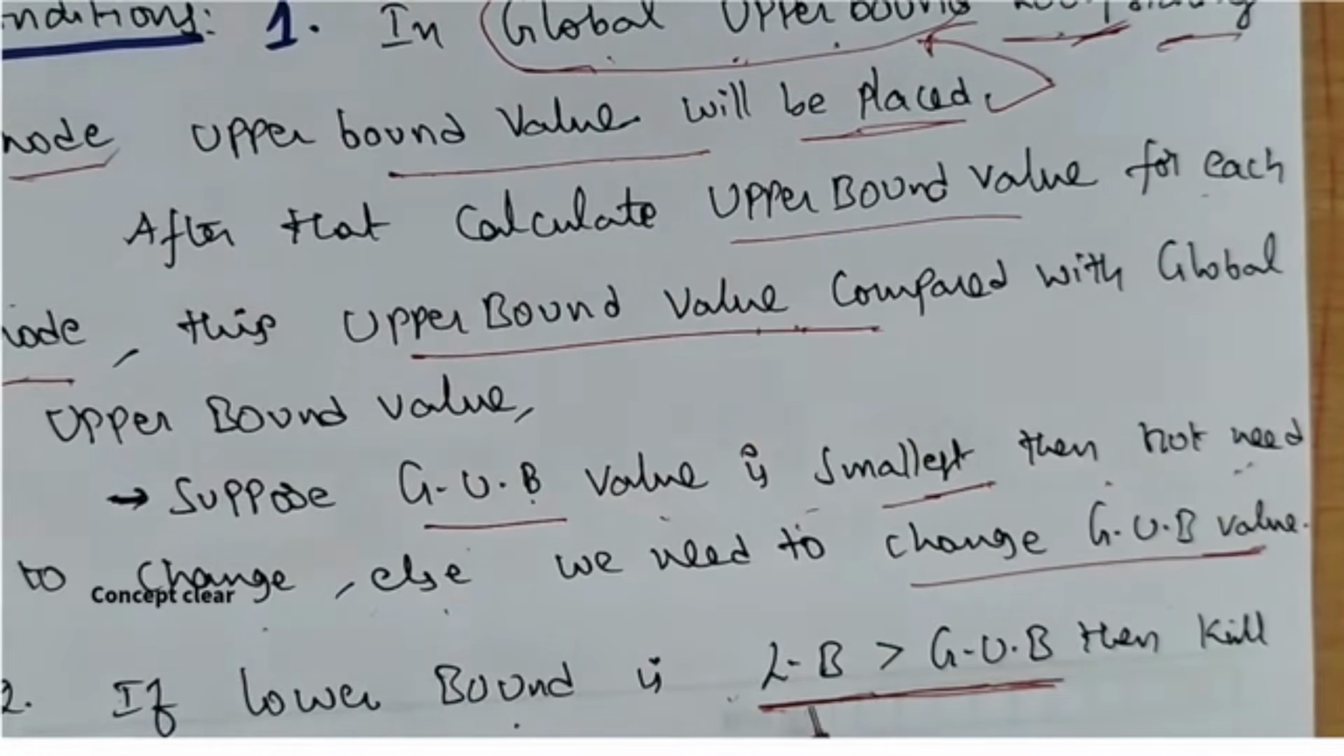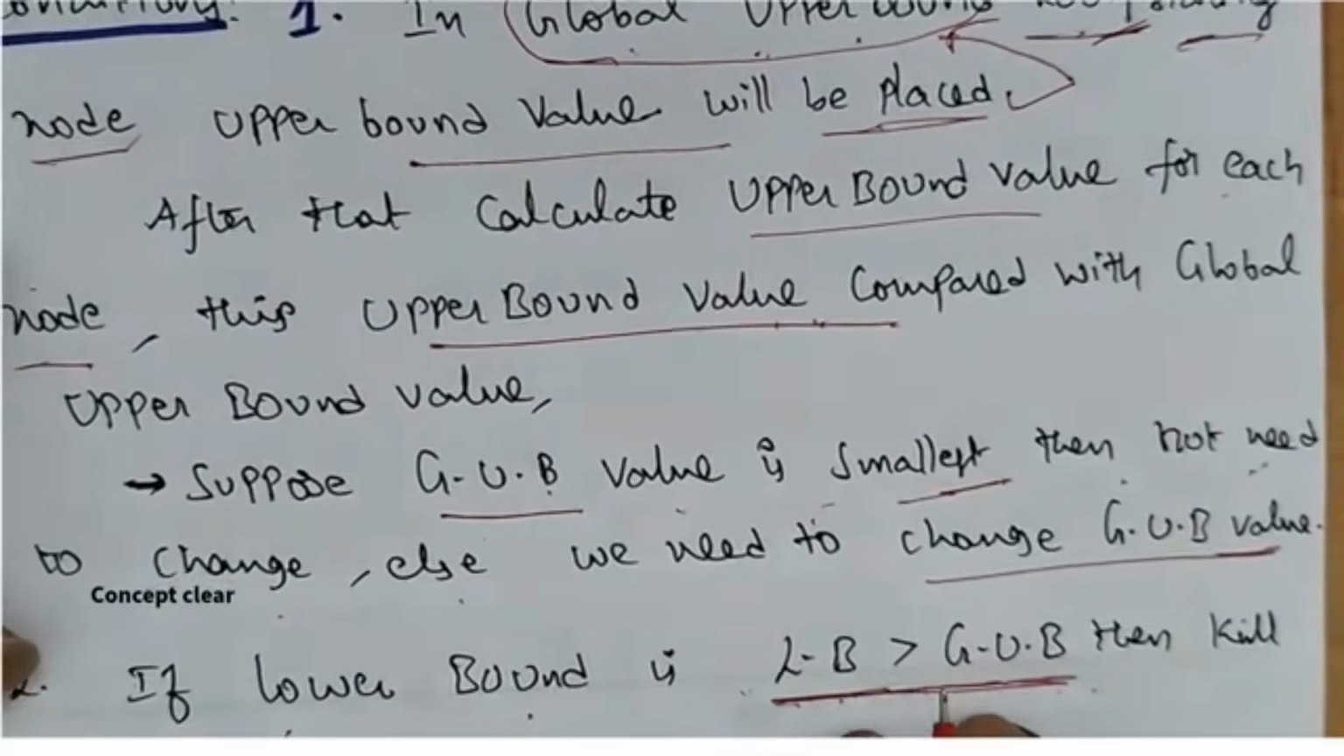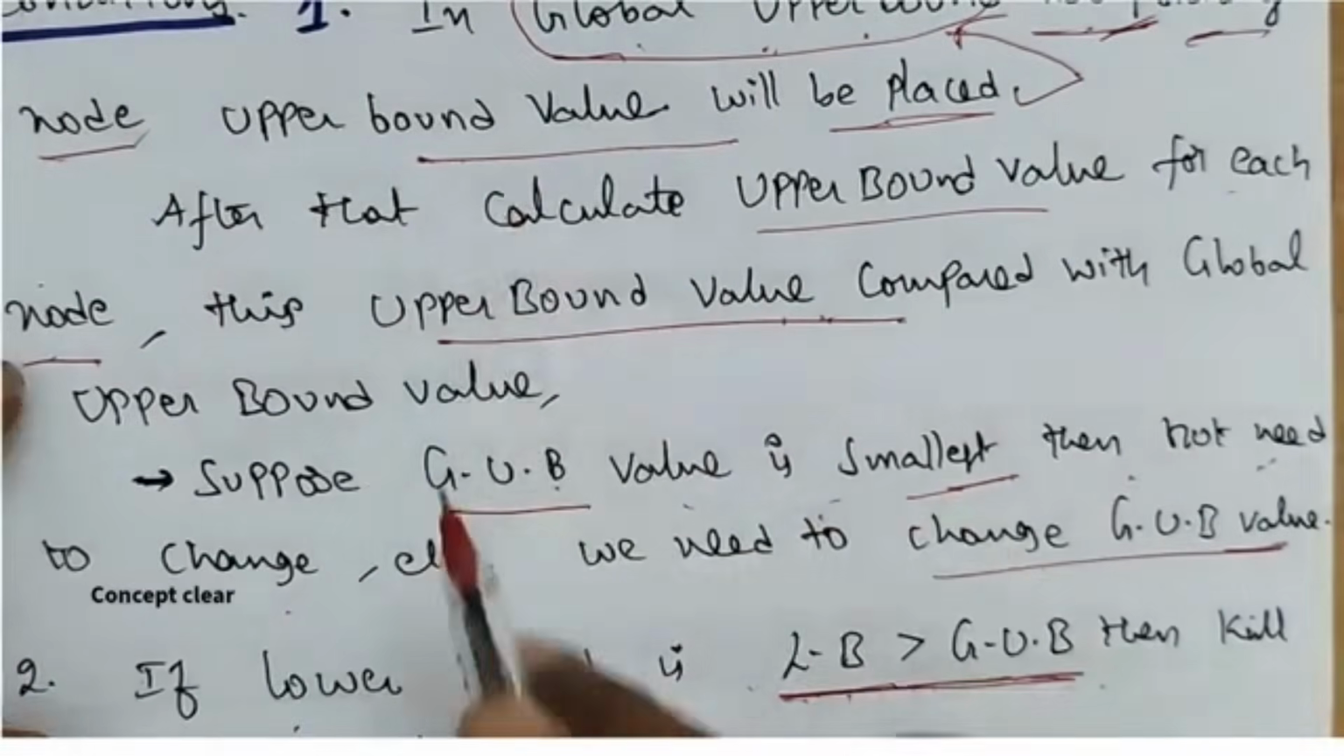What is the second condition? If the lower bound value is greater than the global upper bound value, then kill that node. These are the two conditions we have to follow in this problem.